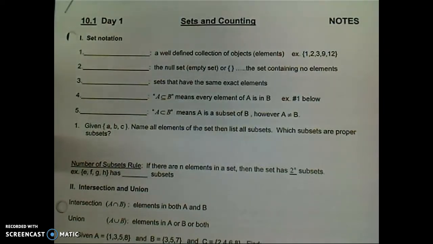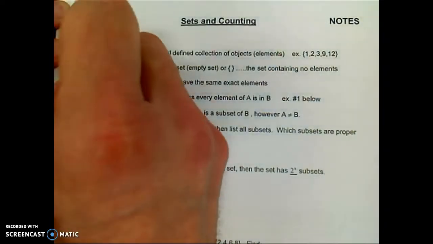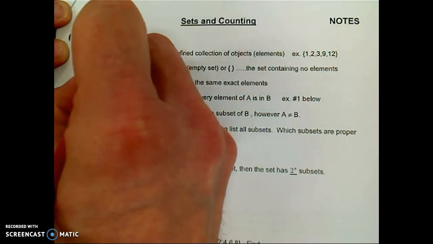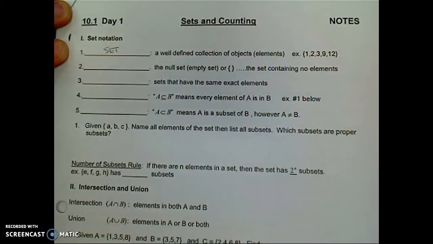So first, a little bit of vocabulary when we think about notation for sets. The way that we're going to define a set is as a well-defined collection of objects. And so usually we represent these, when they're numbers, in curly brackets. So the example of 1, 2, 3, 9, and 12.